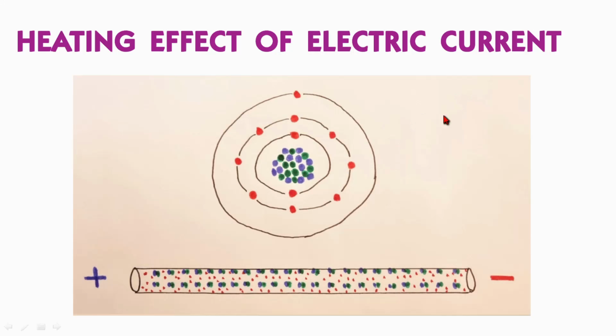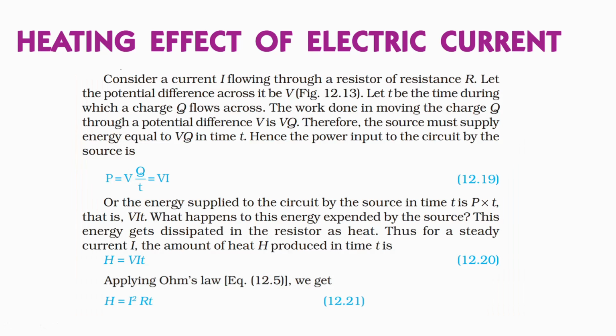A very good example of this heating effect of current is the electric bulb. When electricity flows through the filament, the electrons collide with each other and with the nucleus and produce heat. The heat heats up the filament to a temperature where it glows and emits light. The same can be understood from this diagram: if we apply a potential difference across the wire, the electrons will keep on moving, collide with nuclei and with one another, and produce heat.